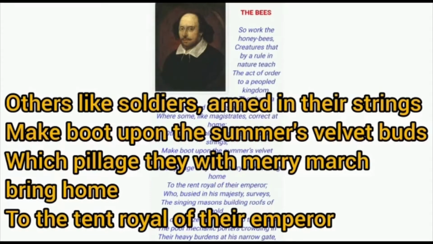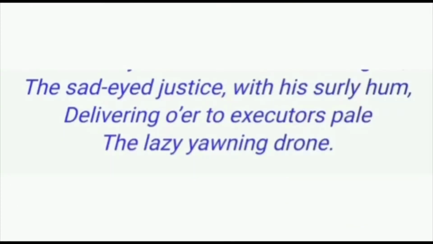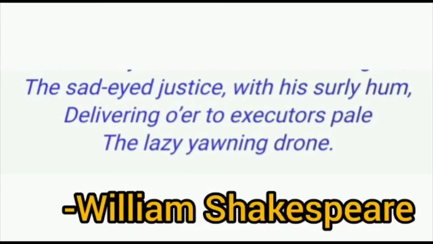they with merry march bring home to the tent royal of their emperor, who busied in his majesty surveys the singing masons building roofs of gold, the civil citizens kneading up the honey, the poor mechanic porters crowding in their heavy burden at his narrow gate, the sad-eyed justice with his surly hum delivering over to executors pale the lazy yawning drone. By William Shakespeare.